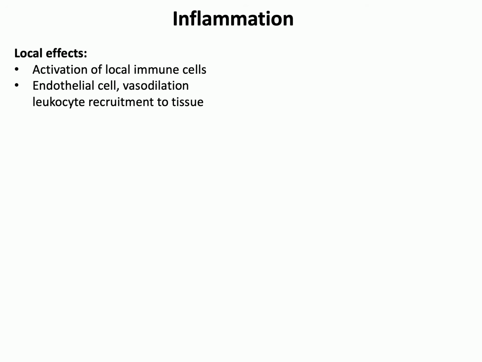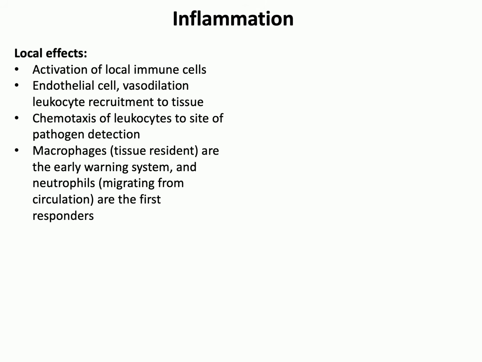So what are the features of local and systemic inflammation? Well, the local effects of inflammation we've discussed. This is the activation of local immune cells, endothelial cell activation, leukocyte recruitment, chemotaxis of leukocytes to the site of pathogens, and macrophages would be considered here the early warning system or the alarm system. Neutrophils are the first responders. But what about when inflammation goes systemic?